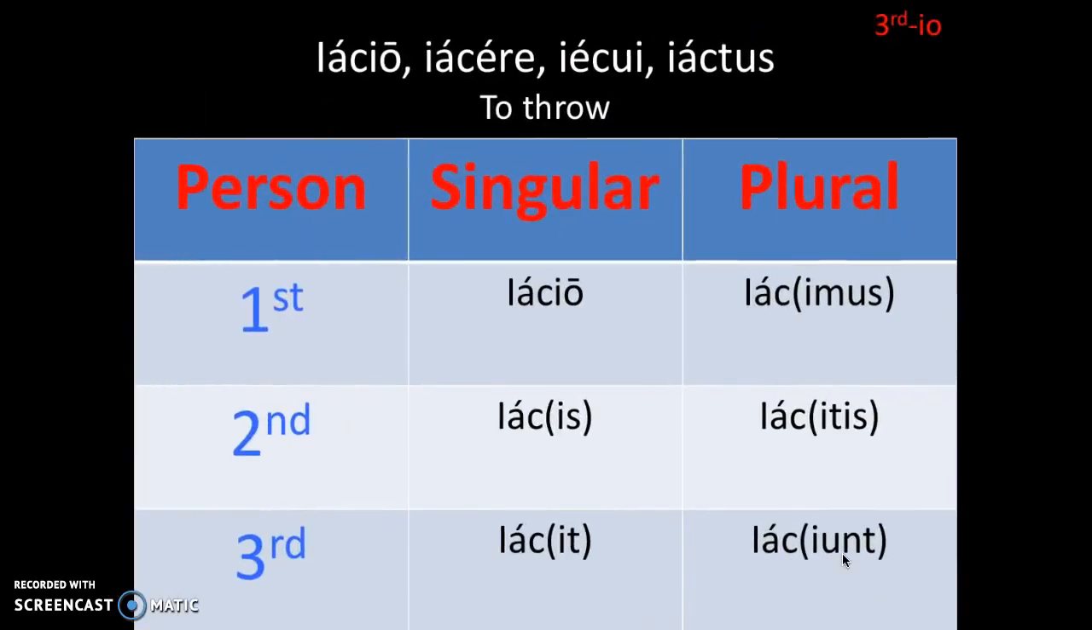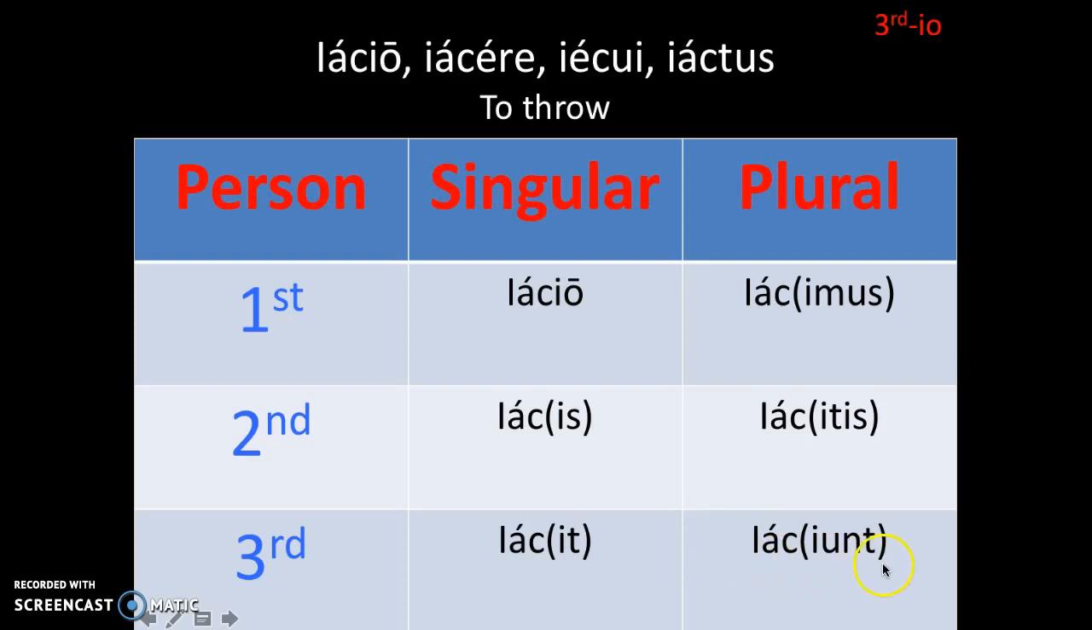Now let's take a third IO verb, in this case iacio, iacere, ieci, iactus, which means to throw. Now for the first singular, you'll take the first principal part and drop it down. And then you'll look at the second principal part, take out the ERE and drop it all down with the corresponding endings with an I in front of it.